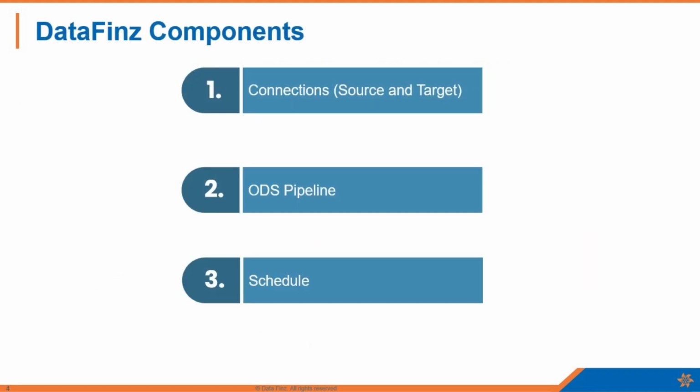DataFinz is built on three key components. Connections link source and target systems for smooth data flow. The ODS pipeline processes and transforms data efficiently. With scheduling, automate data workflows for timely and consistent integration. Together, these components power a robust data management solution.